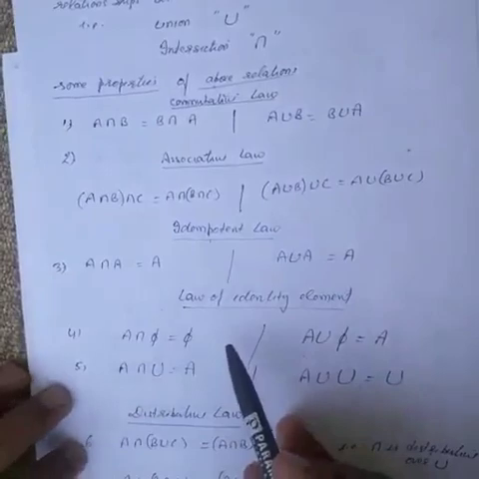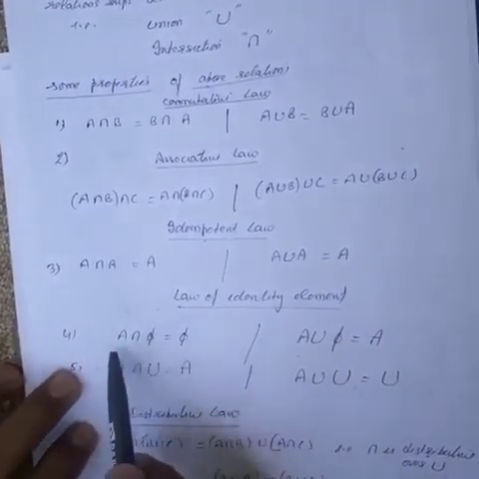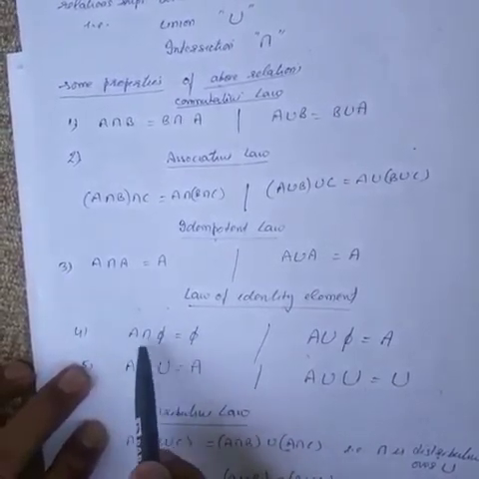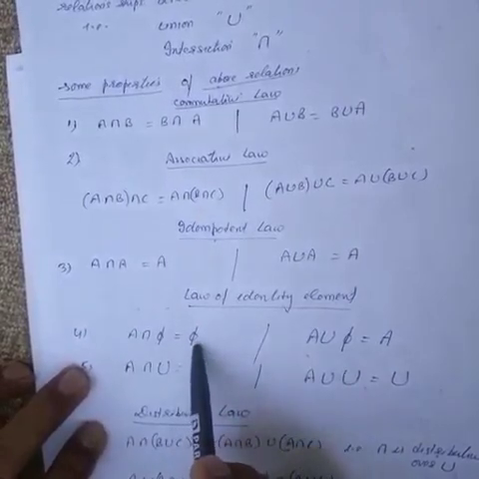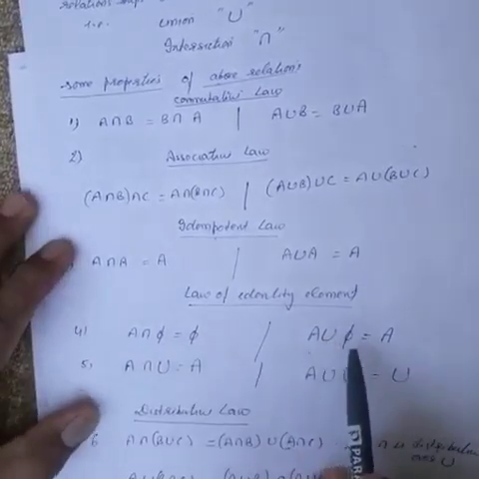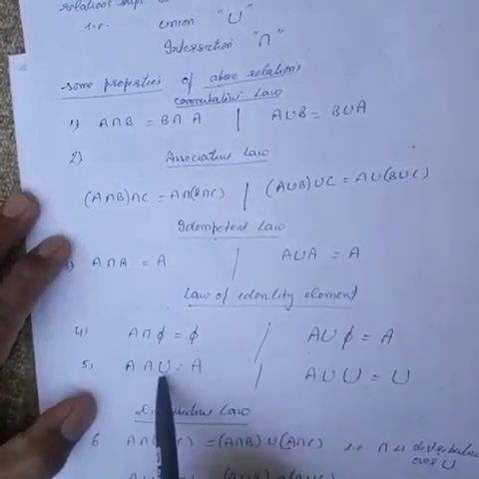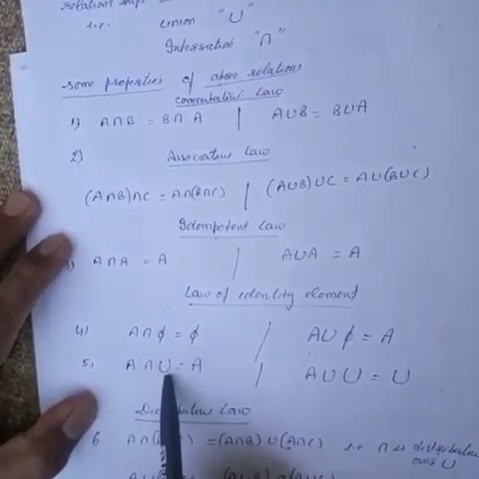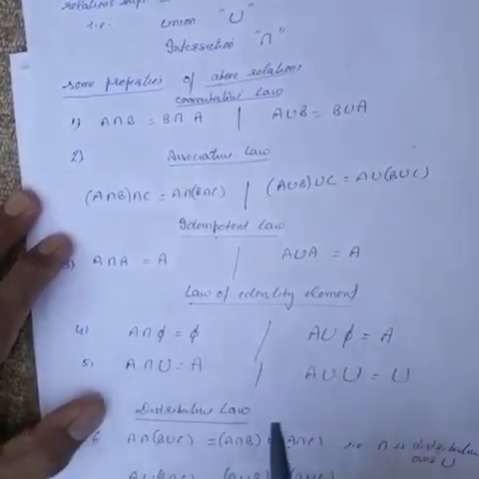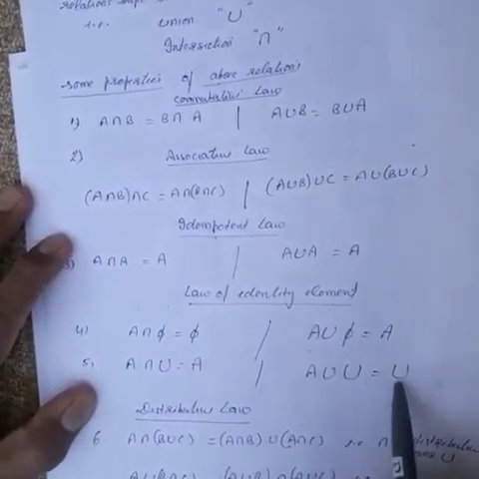Then the next property, the law of identity element. A intersection phi: because phi is an empty set, it contains no element, and their intersection will again be an empty set. So A intersection phi is phi. Similarly, A union phi is equal to A. Now A intersection universal set is equal to A only. Similarly, for union, A union universal set is equal to the universal set.